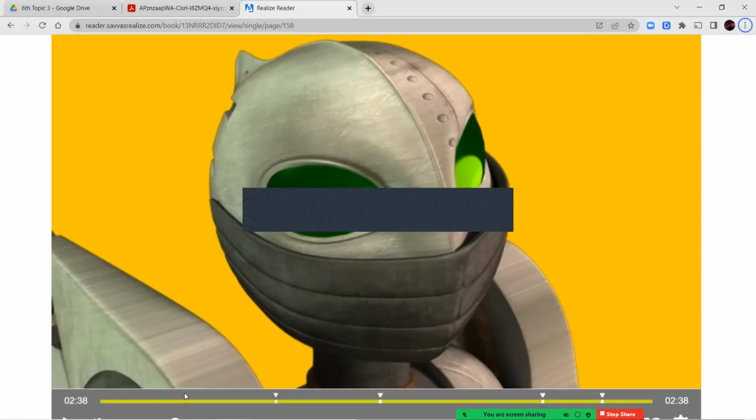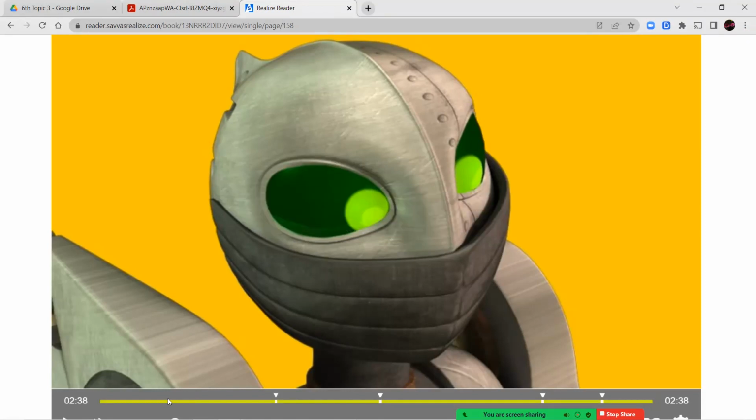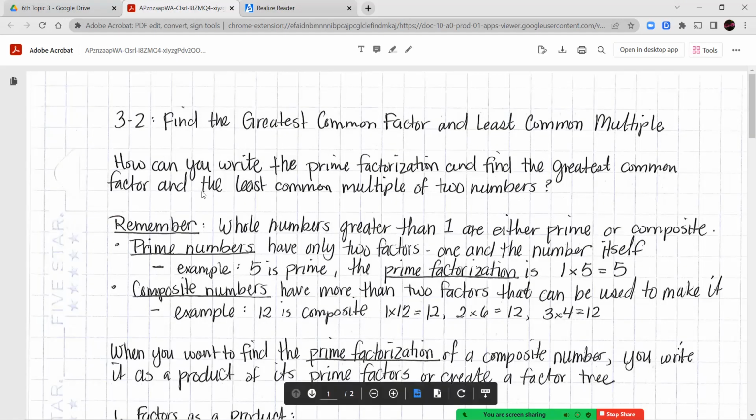All right, that takes us all the way through the notes. We can go back and recap briefly some of the things that we learned in our notes. So 3-2, find the greatest common factor and least common multiple. So how can you write the prime factorization and find the greatest common factor and the least common multiple of two numbers?